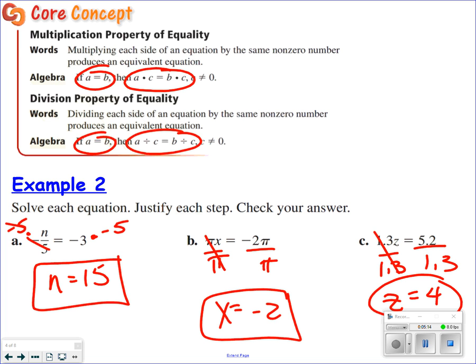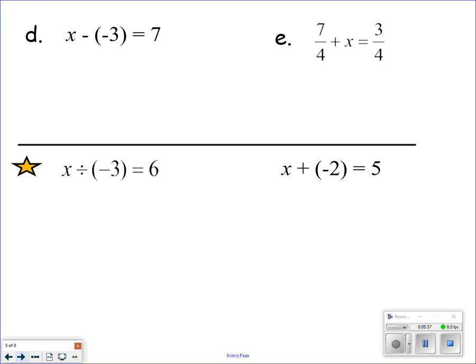Now, it does say, and I know I didn't do this before, to check your answer, meaning if I plugged 15 back into the original question here in A, negative 15 divided by 5, would it equal negative 3? So again, show your work, check your answers, okay? Make sure that you're doing it correct and getting the correct solution.